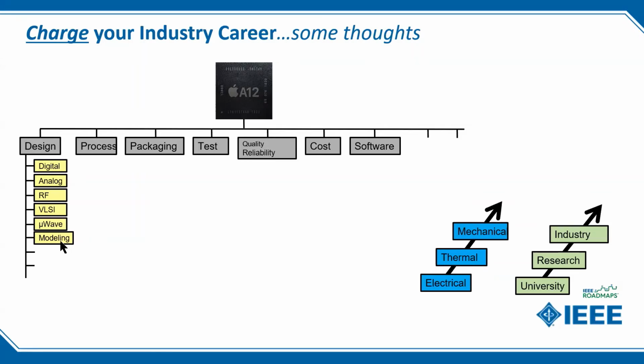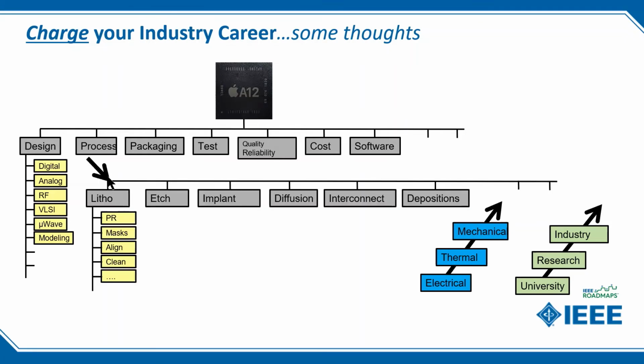But my key message to you is going to be: expand your horizon to get a better picture of what's happening at Apple. And that will help you progress quicker, faster up through the ranks. By the way, these disciplines, you've got to be electrical, thermal, mechanical, all have to come together. And so let's look at, within the process area, the factory that makes these chips.